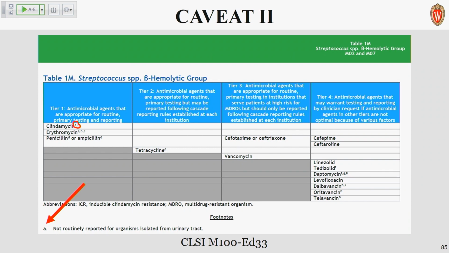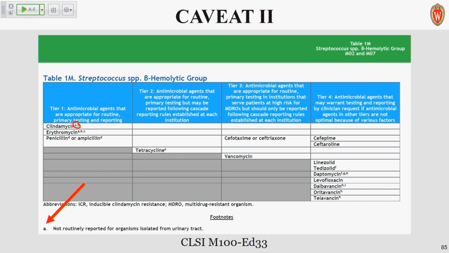Next one. But then you get into the situation where you get to one of our tables, they change the name of these tables, and some idiot's going to tell you about that next week. So they change the names of these tables, and the tier 1 drugs include clindamycin for the beta hemolytic strep, but then there's a little superscript that says not routinely reported for organisms from the urinary tract. Remember, drugs like erythro, clinda, and I think there's always one other one that I can't remember, do not penetrate the urinary tract, right? So we have a lady with Group B strep.